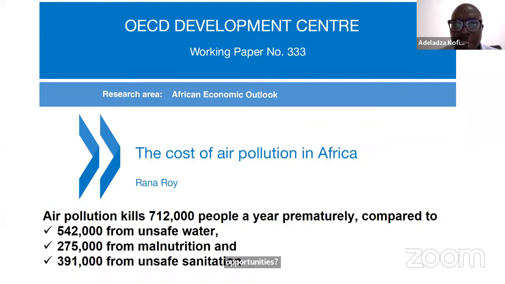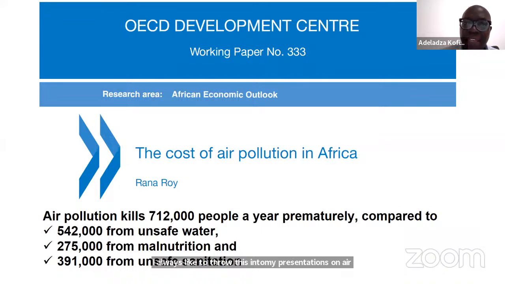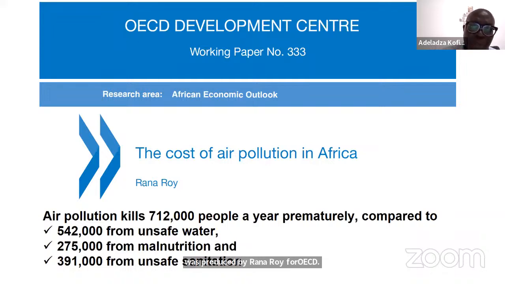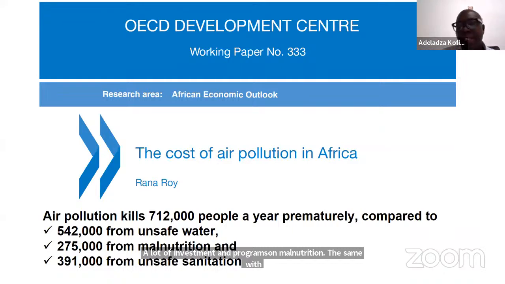I always like to throw this into my presentations on air pollution. Even though it's an old report, it's still very relevant each day that I give this lecture. This report was produced by Rana Roy for OECD. The reason I bring it here is to showcase that air pollution is killing more people than the problems our politicians are paying particular attention to. You cannot fault them. Unsafe water: there are a lot of programs and a lot of investment. Malnutrition: a lot of investment and a lot of programs. Same with unsafe sanitation. You have bilateral and multilateral organizations investing in these problems.